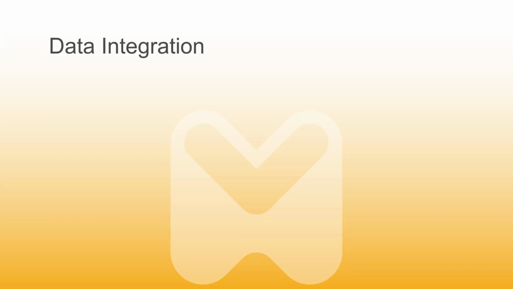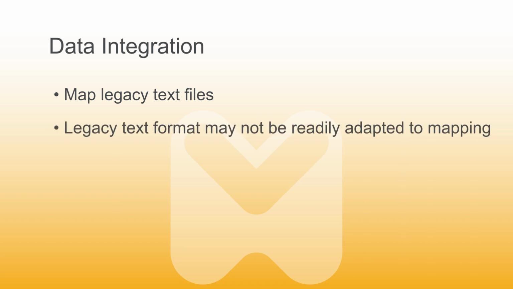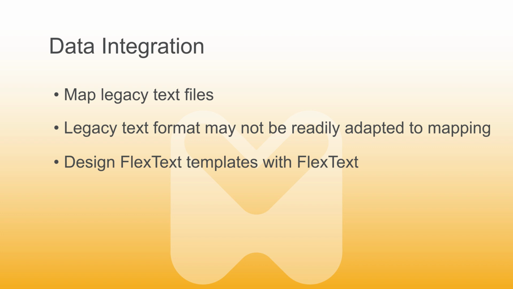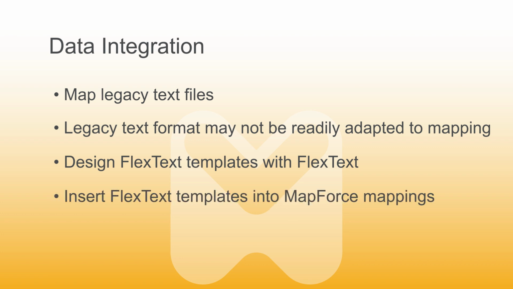One of the most common data integration tasks is to map to or from legacy text files. However, legacy text file formats may not be readily adapted to mapping to or from structured data. FlexText, a unique patented utility included in Altova's data mapping tool MapForce, makes it easy to create rules for text file conversion templates. FlexText templates are inserted into MapForce mappings to facilitate mapping the text data to or from any of the other formats supported by MapForce, including XML, JSON, relational databases, EDI, and more.